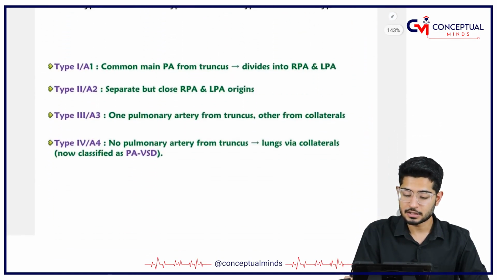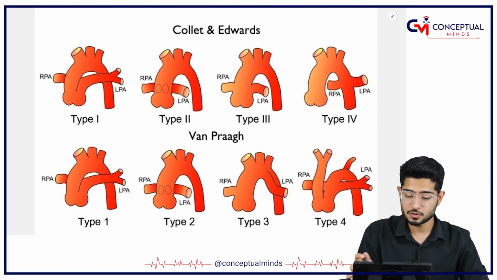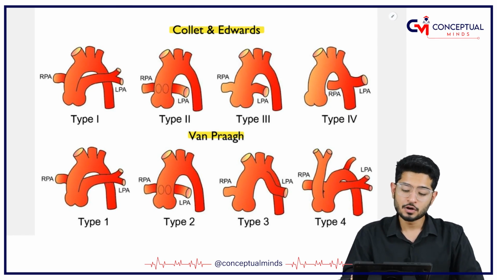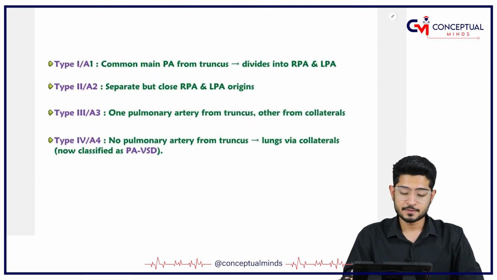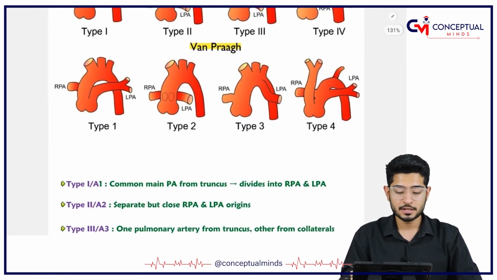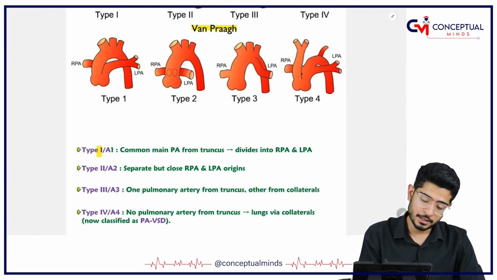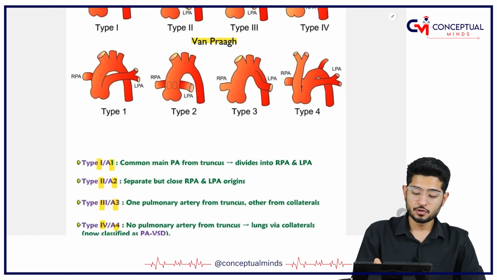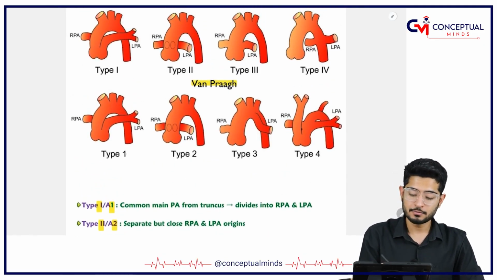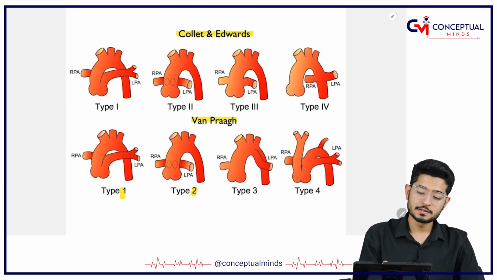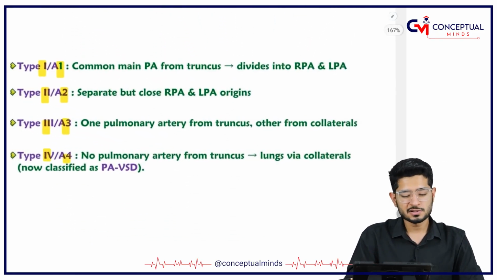And there are actually two types of classification. One is called Collett-Edwards, another is called Van Praag. So Collett-Edwards and Van Praag are two types of classification. But what I have to tell you is just types 1, 2, 3, 4 and A1, A2, A3, A4. Van Praag has A1, A2, and the Collett-Edwards one has 1, 2 in Roman numerals. So this is just a minor difference.